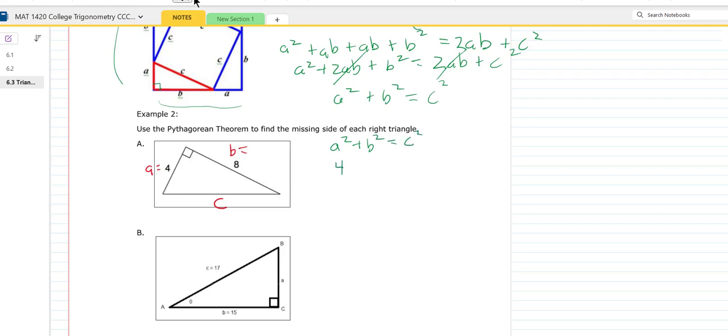So we would have 4 squared plus 8 squared is equal to c squared. That will give us 16 plus 64 equals c squared. Then that would give us 80 is equal to c squared.